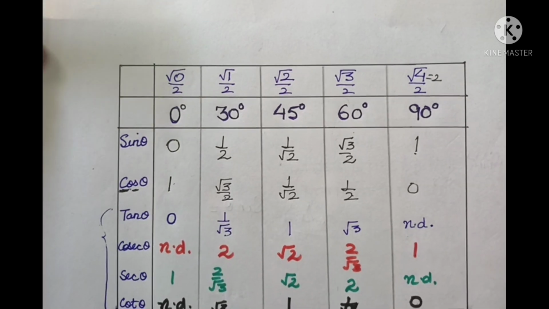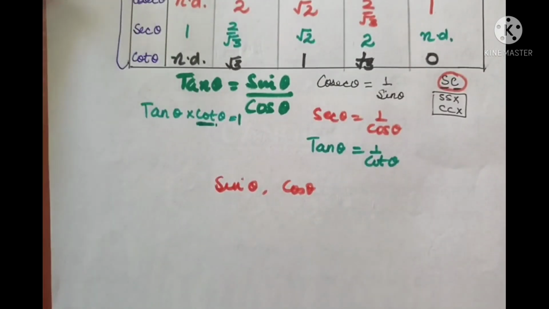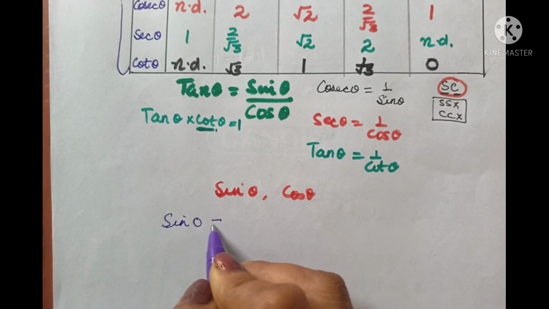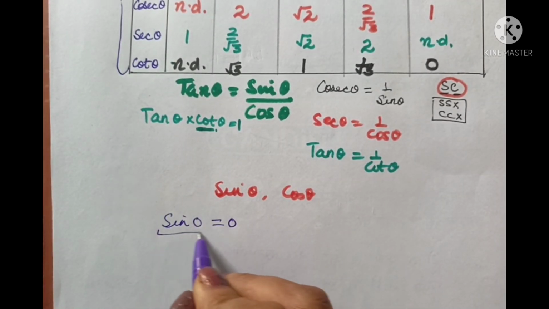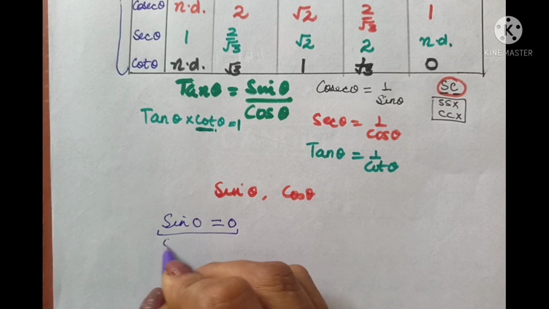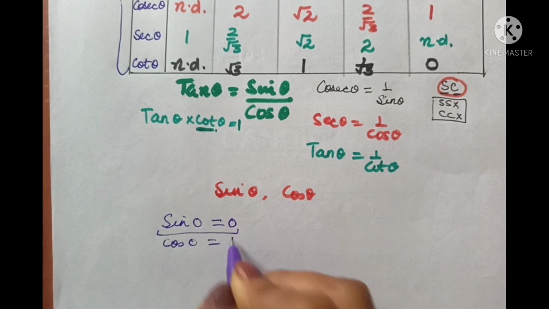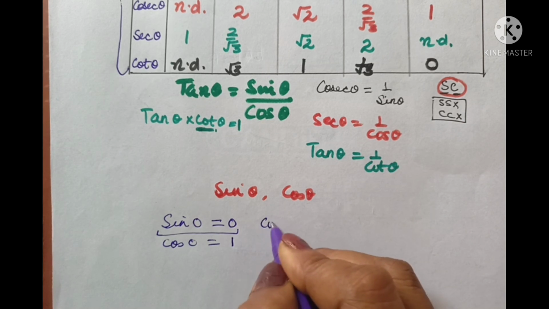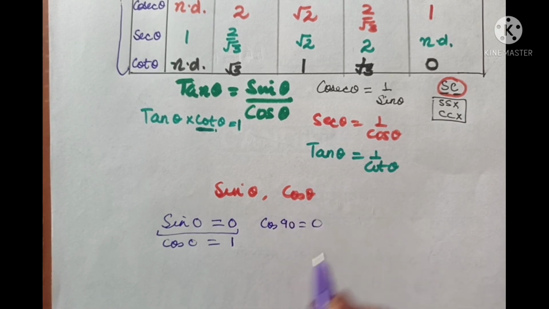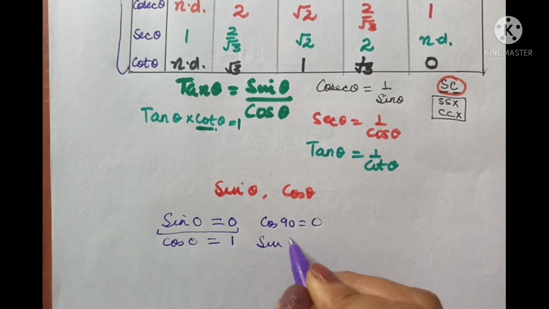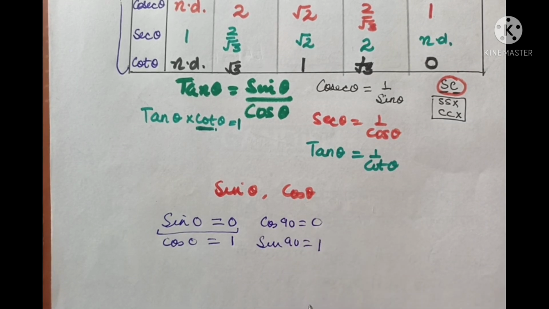And if you want to remember them without writing the table, just see. Remember only the values of sine. Just write sine 0, 0. If you just remember sine 0, 0, you are able to remember 4 values. Why? Because if sine 0 is 0, clearly cos 0 will be 1, because cos 0 cannot be 0. And if sine 0 is 0, then cos 90 is also 0 because they are complementary. And if cos 0 is 1, then sine 90 is 1. So you are able to remember 4 values.